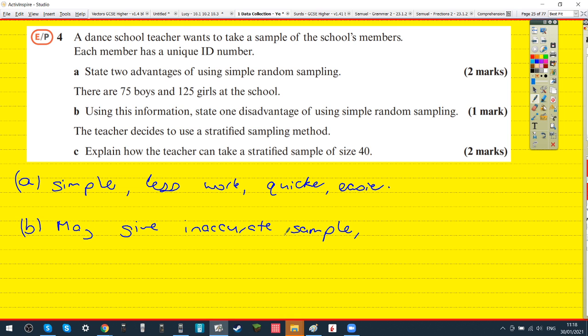Yeah. I think it might be because if you just pick people randomly, you might get all 40 are boys, something like that. So you might get an unrepresentative sample. Yeah, I should use the word unrepresentative. It might give you an unrepresentative sample, because it's just random.